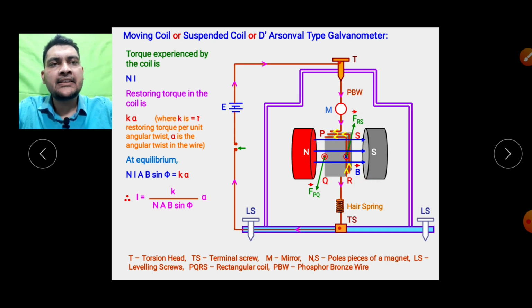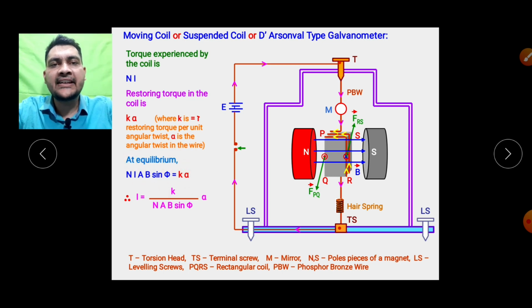When you switch on the current, the coil rotates. Due to rotation of the coil, some deflection is produced in this spring and the spring gets stretched. Now this spring tends to bring the coil to its actual position, so it applies a restoring torque on the coil. That restoring torque developed inside the spring is given by K alpha, where alpha is the angular deflection, and the torque on the coil is NIAB sin phi. In equilibrium position, the restoring torque is equal to the applied torque.